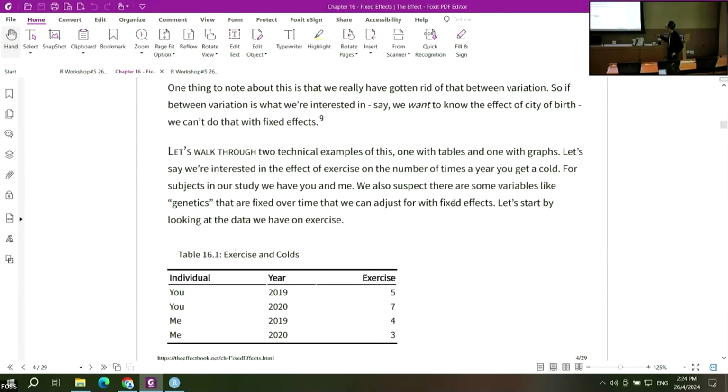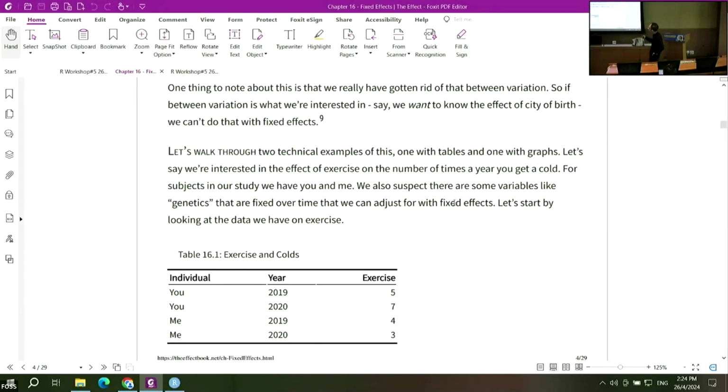Let's walk through two technical examples of this. One of them with a table, the other one with a graph. So this is a table, and then we'll have a graph soon. For this table, let's say we're interested in the effect of exercise on the number of times a year you get a cold. Basically, we're trying to study the effect of exercising on your health condition.